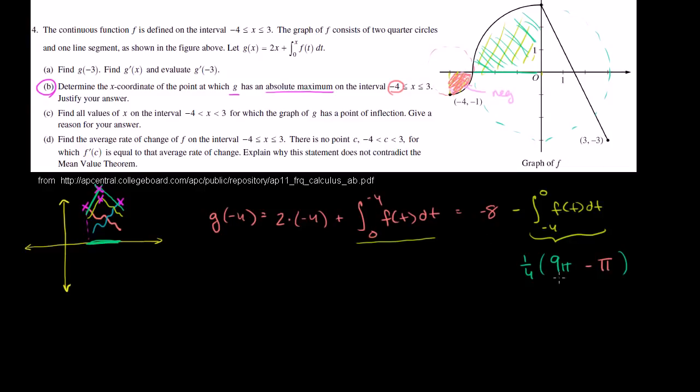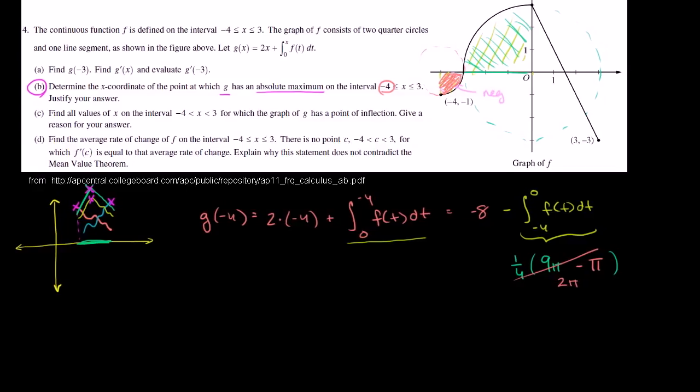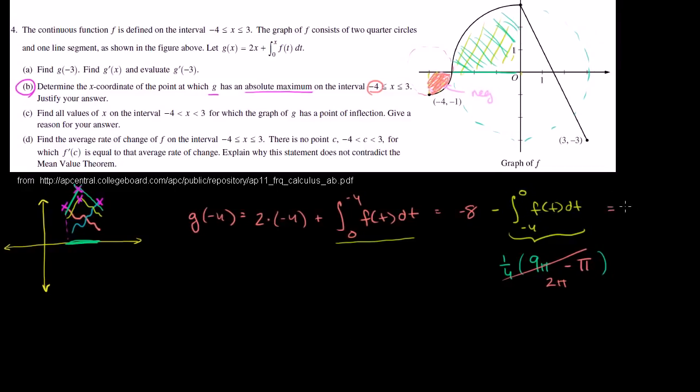And so this simplifies to 1/4 times 8 pi, which is the same thing as 2 pi. Did I do that right? 1/4 times 8 pi. So this all simplifies to 2 pi. So g of -4 is equal to -8 minus 2 pi. So clearly a negative number here, more negative than -8.